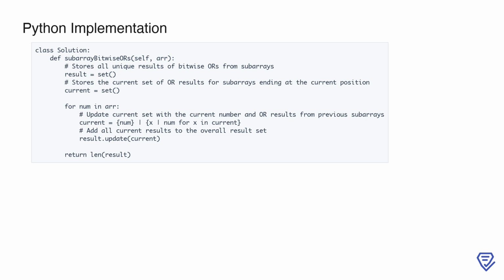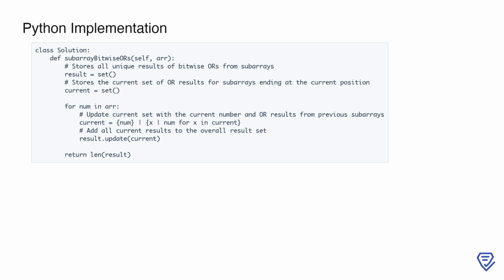Each iteration updates this set with the current number and the OR results of the previous subarrays combined with the current number. The loop iterates over each number in the array. 1, for each number, it computes the new current set by taking the union of the current number and the OR of the current number with each value in the previous current set. 2, the results from current are added to result to maintain all unique bitwise OR values. 3, this approach ensures that we only store the necessary results without redundantly recomputing for overlapping subarrays. Finally, the function returns the size of the result set, representing the total number of distinct bitwise OR results.